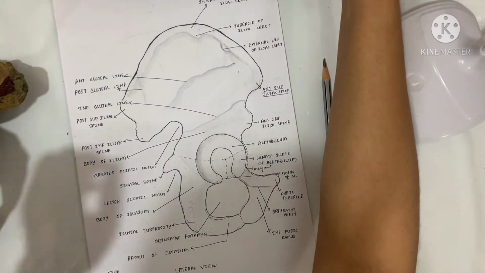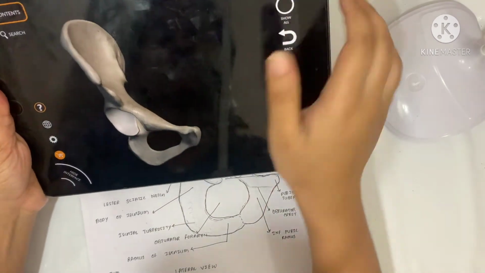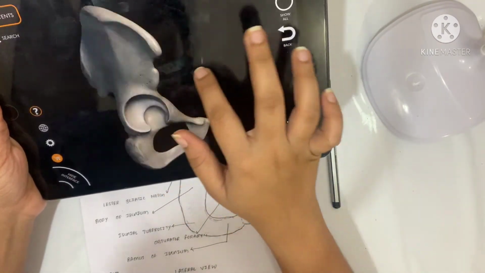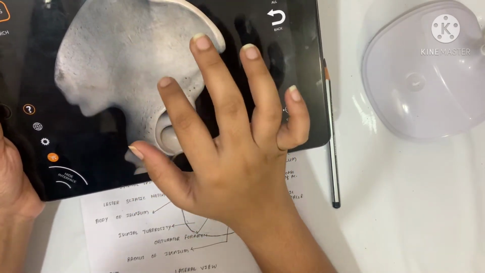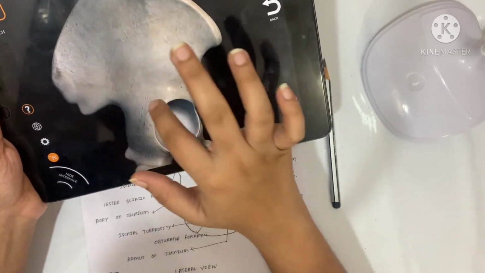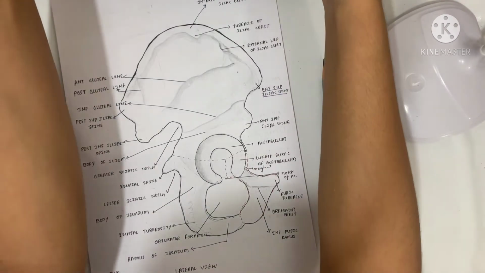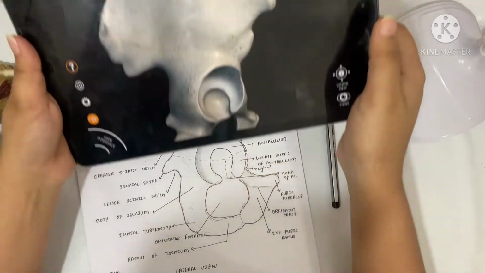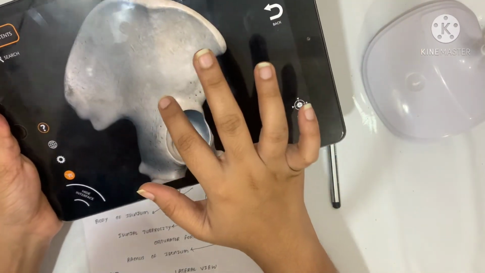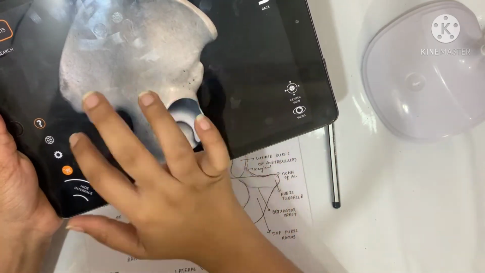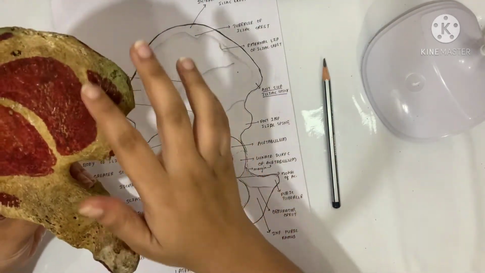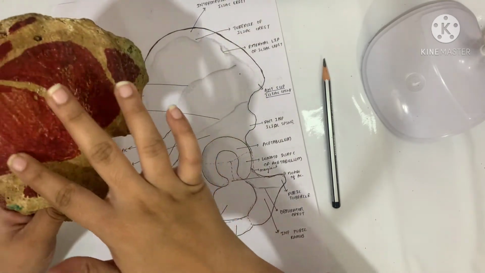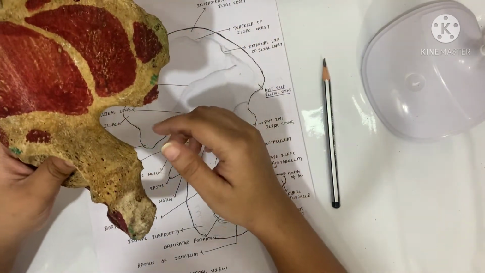In 3D view, you will see better. See, this is the gluteal surface. It is divided into 4 parts by 3 gluteal lines. That is the superior gluteal line, the middle gluteal line and the inferior gluteal line. Here also see superior gluteal line, middle gluteal line, and this one is the inferior gluteal line.